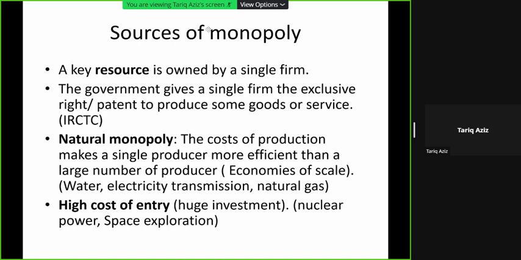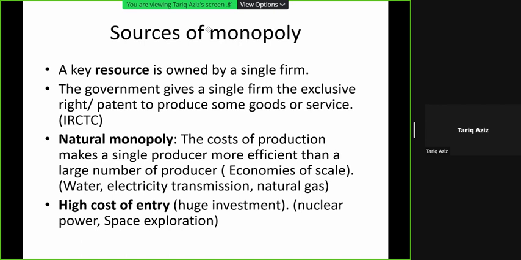Or say, for example, there is a diamond mine, and the rights to that diamond mine have been given to a particular company. In that case, that company will be a monopoly, because no other company has been given permission to mine diamonds. Things like that. So sometimes a key resource is owned by a single firm, which gives rise to monopoly. That is the source of monopoly, the reason for monopoly. So the government gives a single firm the exclusive right, sometimes a patent, to produce some goods or service.